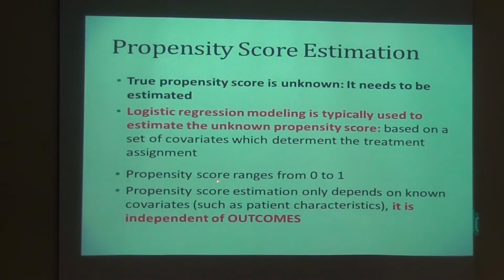The propensity score ranges from 0 to 1, and the estimation depends only on the covariates, such as patient characteristics. If something is missing, then it's a problem. The nice part is that it's independent of the outcome. It's not outcome driven. When we compute and balance the propensity score, we don't need to look at the outcome, so we're not influenced by the outcomes. That's the nice part.